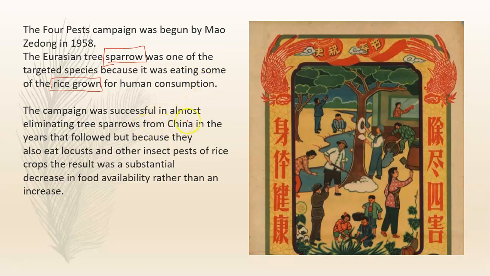The campaign was successful in almost eliminating tree sparrows from China in the years that followed, but there is a big but over here. Because they also eat locusts and other insect pests of rice crops, the result was a substantial decrease in food availability rather than an increase. So it is important, when you want to do research in biology, to think about all the interactions, and this is very important in ecology.